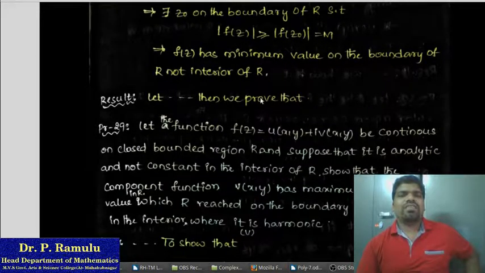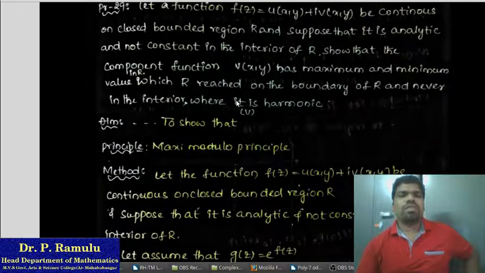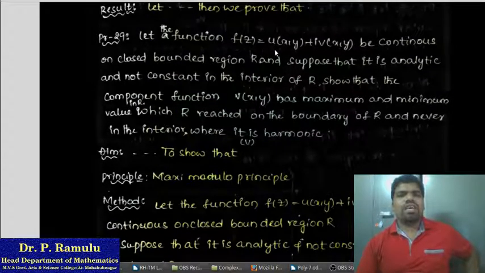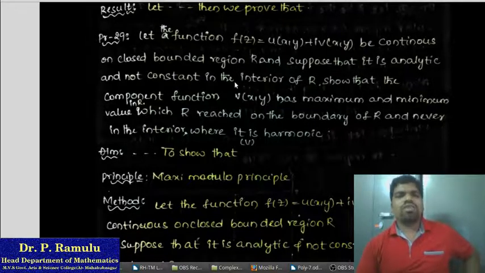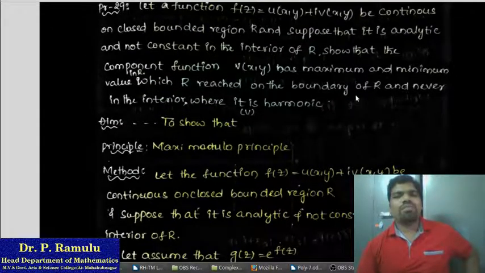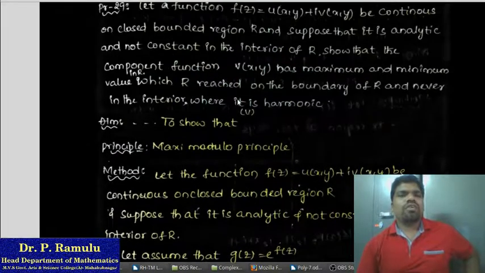You can write the result on your own. Practical problem 29. Let a function f of z equal to u of x comma y plus i v of x comma y be continuous on a closed bounded region R, and suppose that it is analytic and non-constant in the interior of R. Show that the component function v of x comma y has a maximum value and a minimum value in R which are reached on the boundary of R and never in the interior, where it is harmonic.